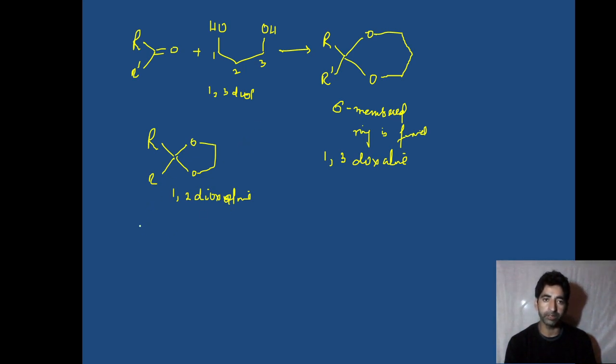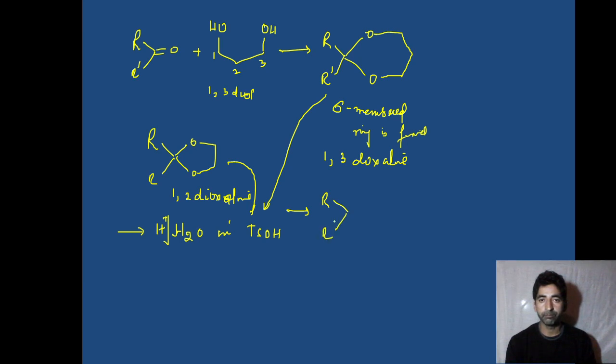Deprotection of these dioxolanes is brought about by cleavage of this dioxolane. It is brought about by water in TsOH, tosyl hydroxide. So you can use water in TsOH, or you can use acidic conditions, H plus and water. This brings about deprotection. Now this brings about cleavage of this diol. So once you treat this dioxane or this dioxolane with water, H plus, in acidic conditions, you will get the original ketone back. This is how cleavage takes place.